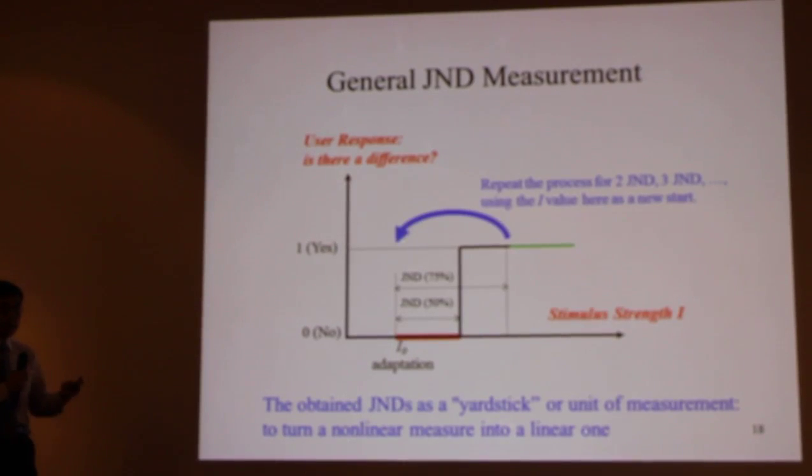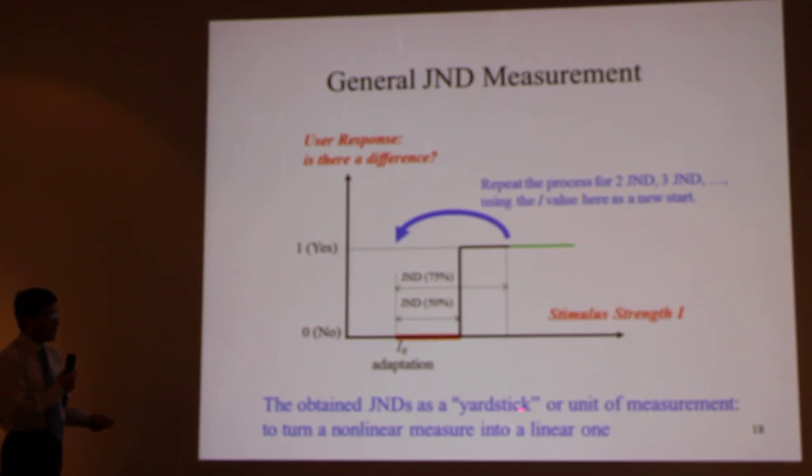Bigger than JND. Okay, then of course, as we mentioned, once you sense the difference, you get to a new adaptation point. Then you can actually repeat the process for the second JND. You set this I as the I0 and start the process again. Actually, you can get second JND, third JND, and so on.